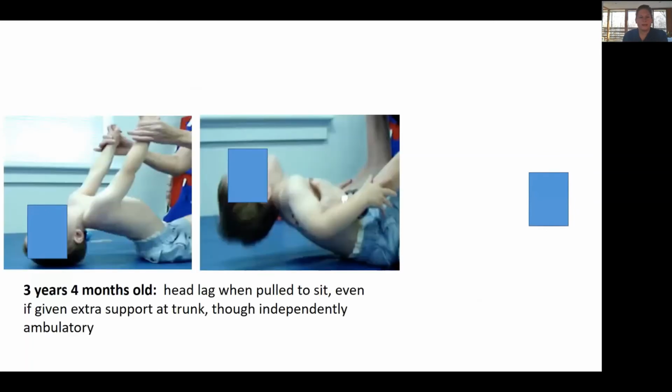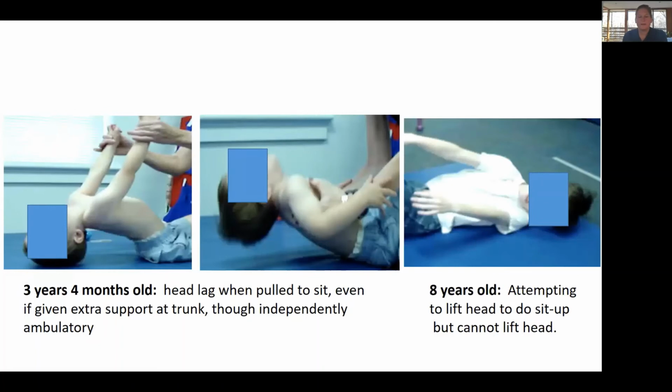You can see the head lag here when he's 3 years, 4 months, and he's pulled to sit, even when he's given this extra support in his trunk. Although he continues to be fully ambulatory and independent here. And then at 8 years old, again, attempting to lift the head to do a sit-up, but still can't lift his head.